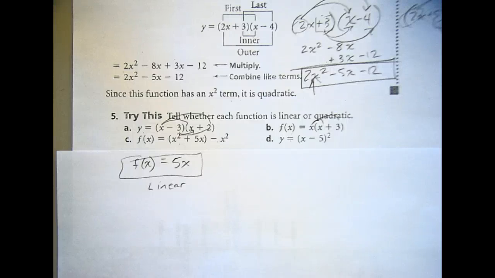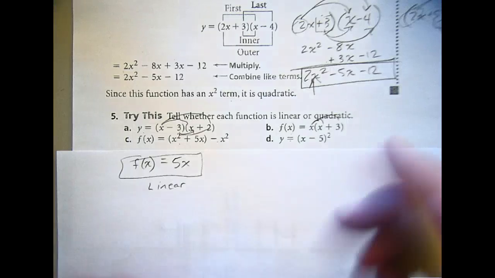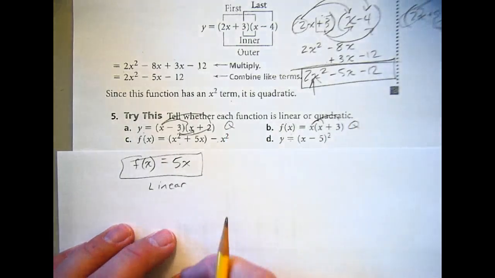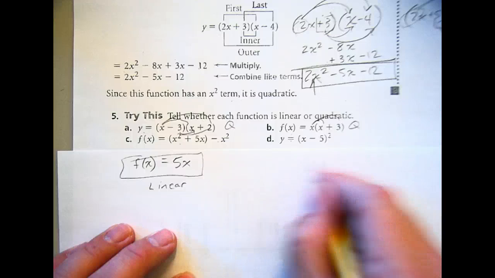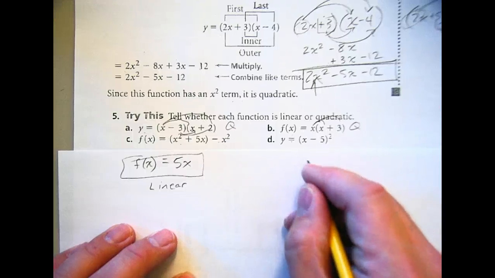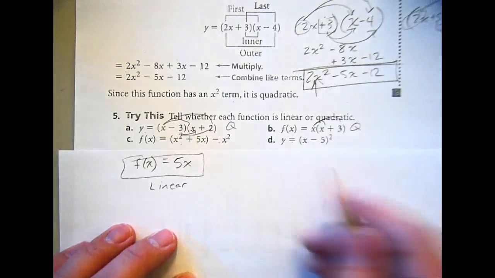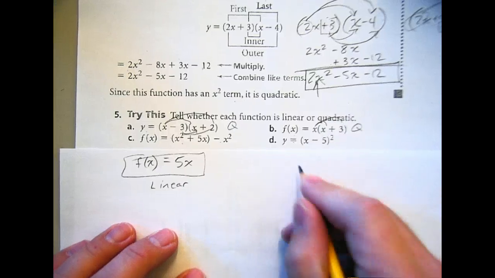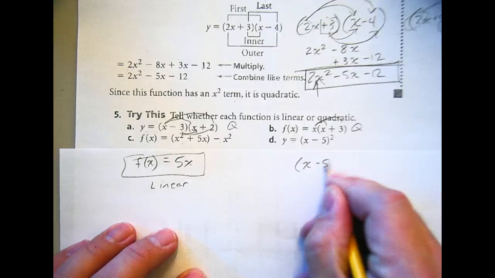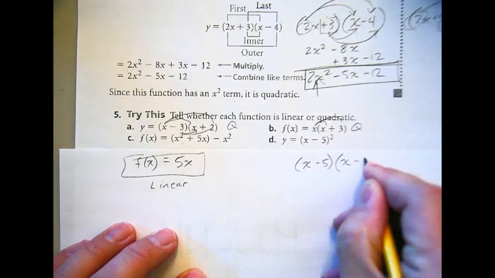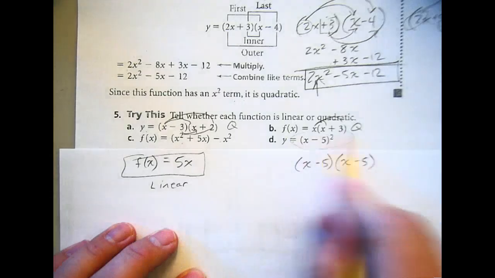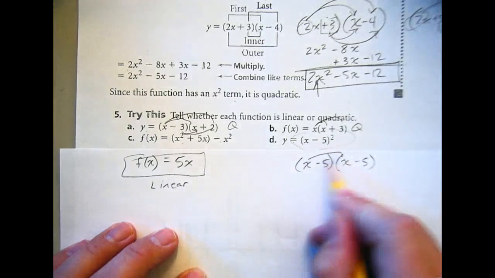Okay? So A and B were quads. Okay, and D is going to be a quadratic. Now let's see. This is the one where students make mistakes. How many got x squared plus 25? How many got x minus 5 times x minus 5? Yeah. That's what that is, right? Then we've got to multiply it out, right?